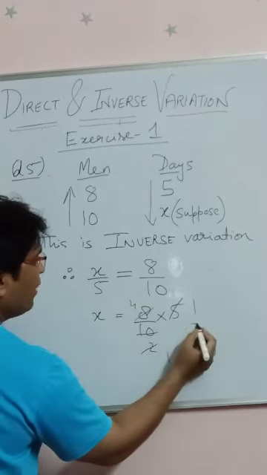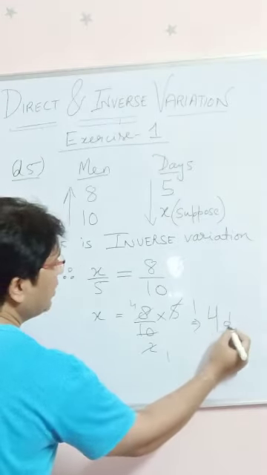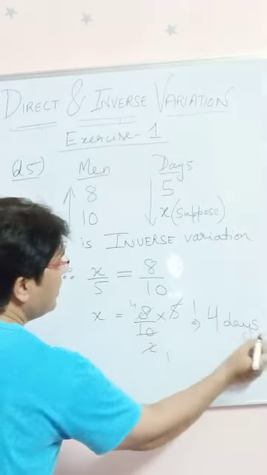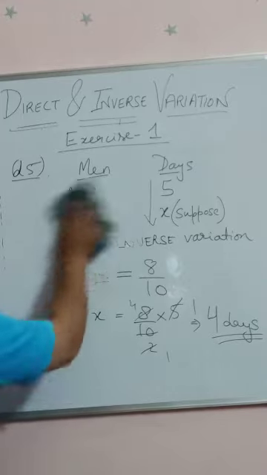So what is the value of x? X is 4. And what were we calculating? We were calculating the number of days. So this becomes my final answer. So in this question, instead of direct variation, we have the inverse variation. I believe you are able to understand this question. And we are going to proceed further with question number 6. So let's do question number 6 quickly.